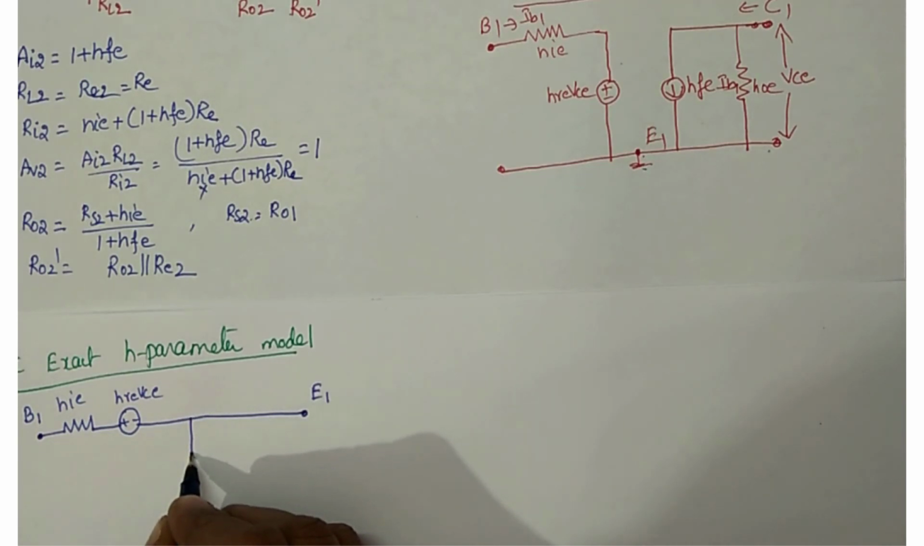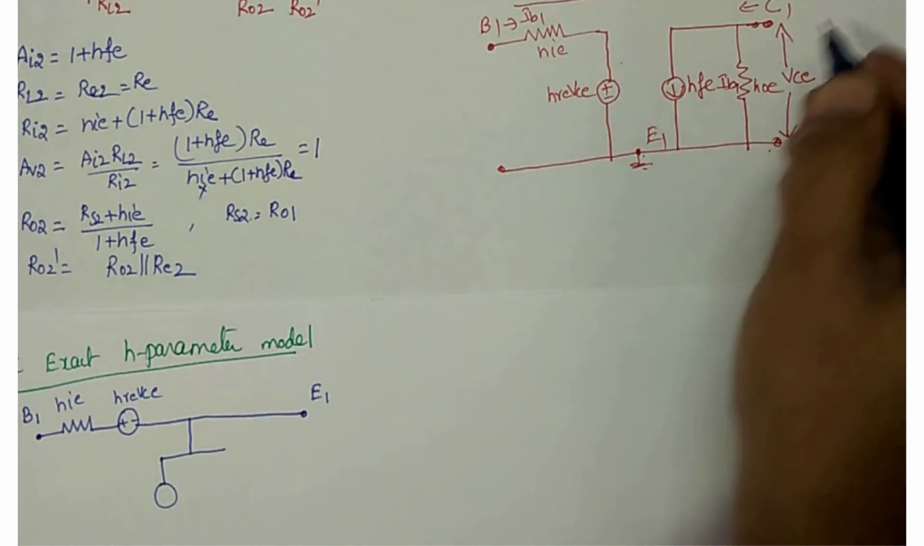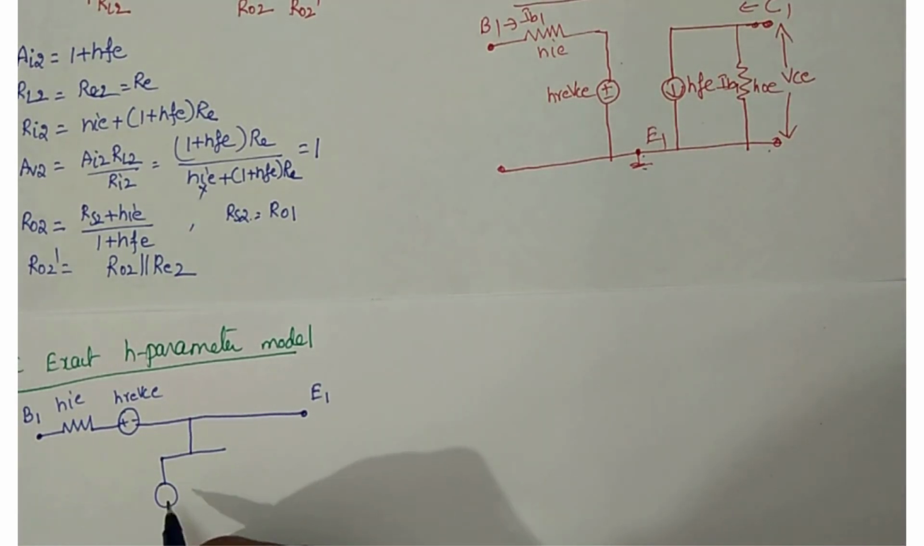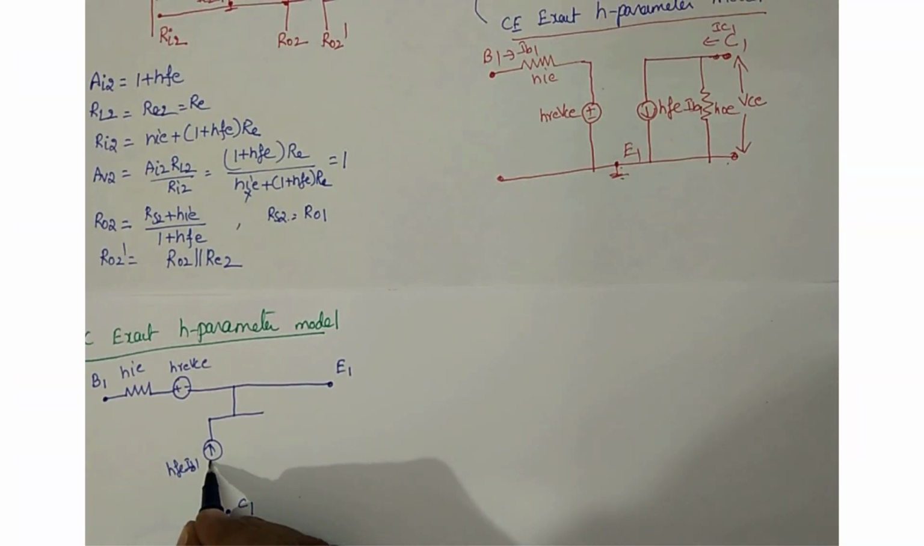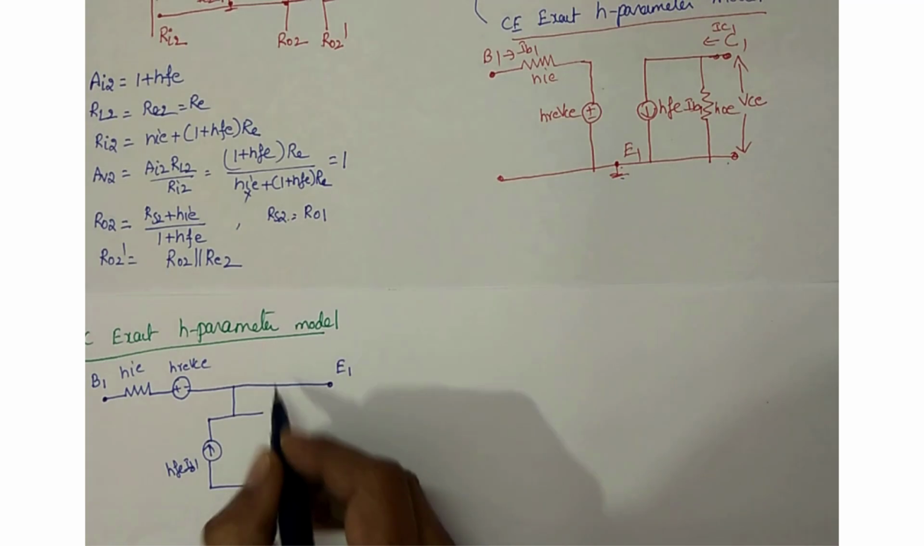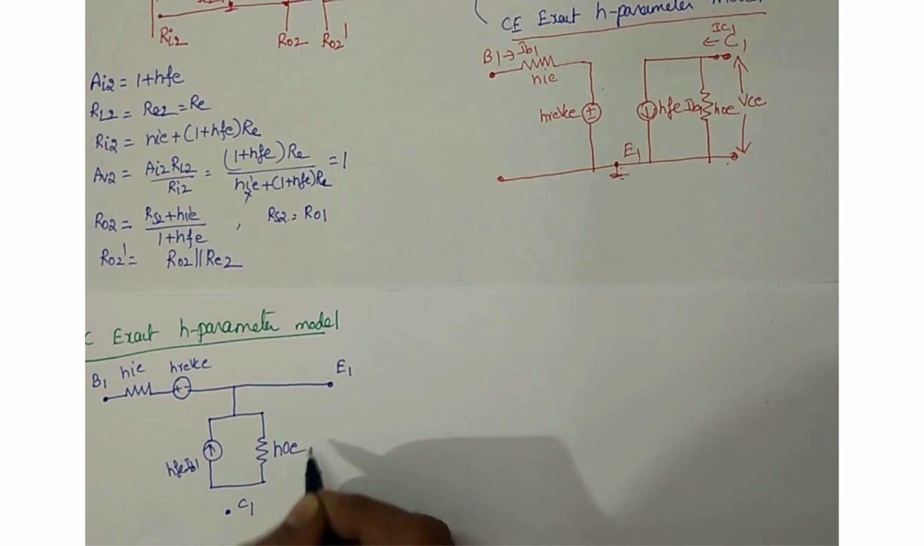Two things in parallel, and the direction is from the collector to the emitter. So it is HFE IB1 in parallel with HOE.